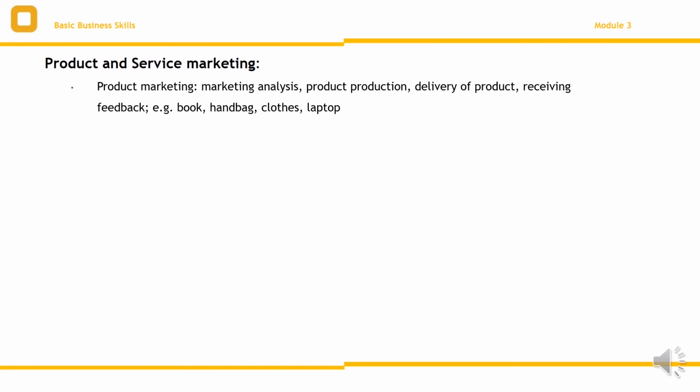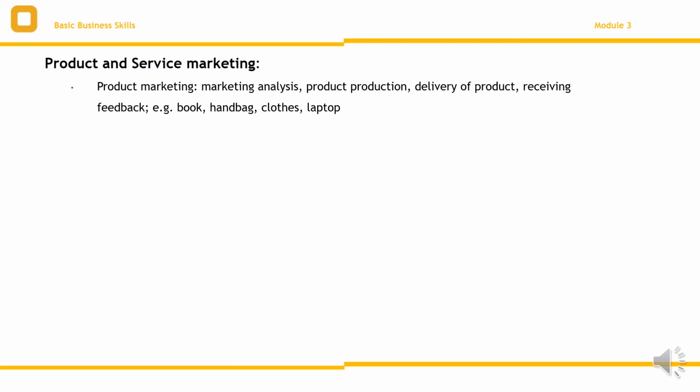Examples of products: remember we said a product is any physical, tangible good that I can sell to my clients. So examples could be a book, a handbag, clothes, or a laptop.